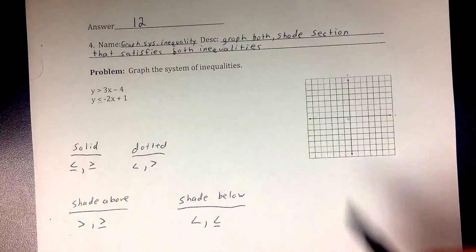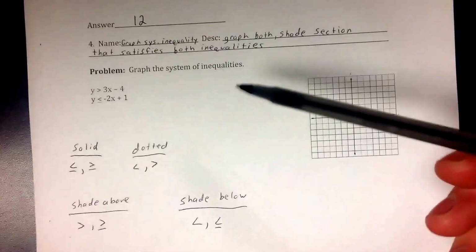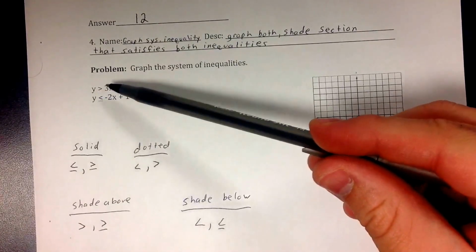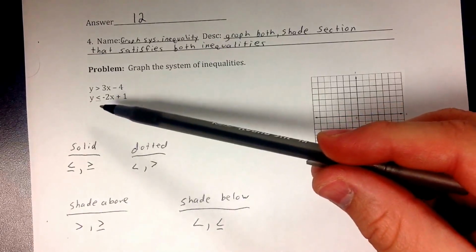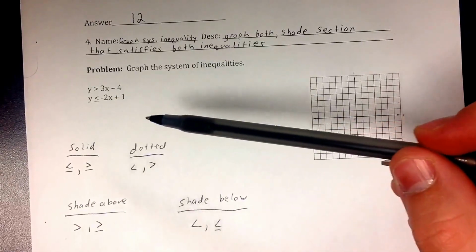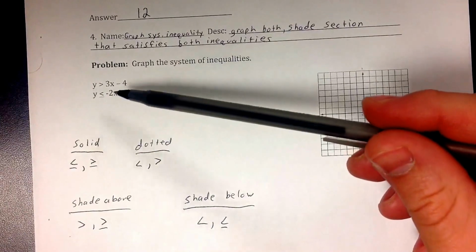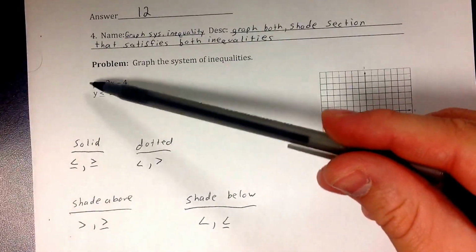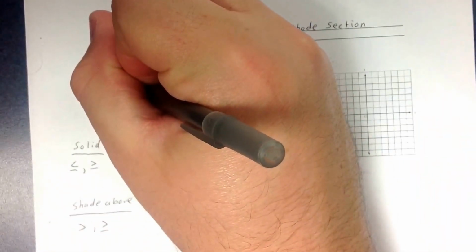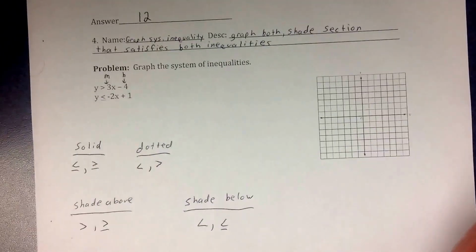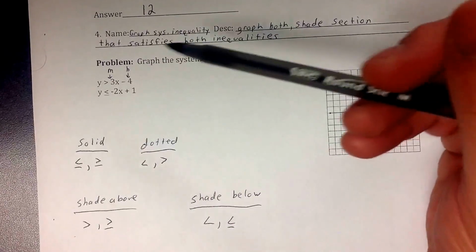So with that information in mind, if I look at these two, I've got y is greater than 3x minus 4 and y is less than or equal to negative 2x plus 1. Again, they're in slope-intercept form because the y's are by themselves, so I can identify m and b quickly. And when we graph these, we start at b.